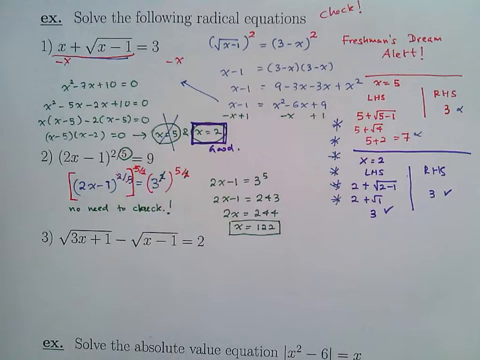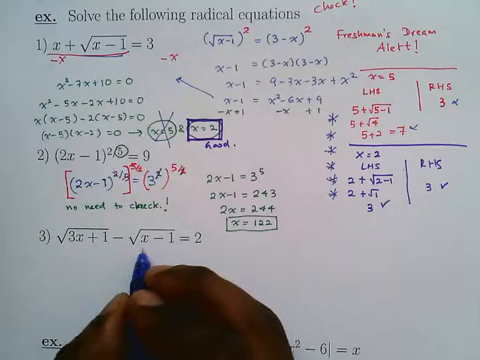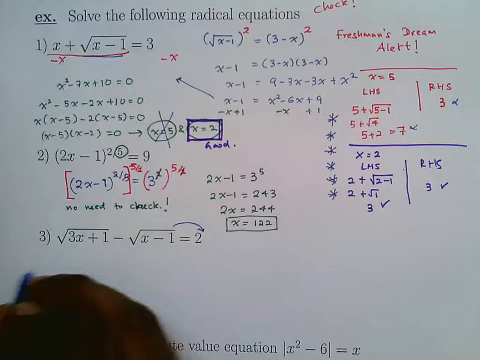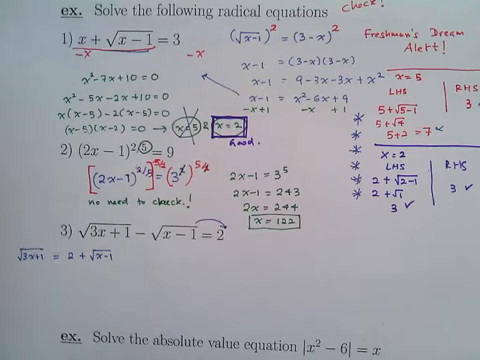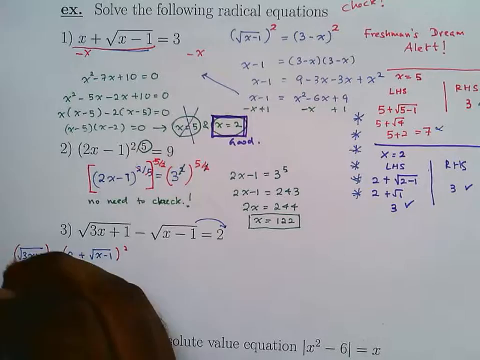It's a little more complicated example than what we did in class, but you can still see the same method works. First, try to bring one of the radicals to the other side. So you have only one radical on the left hand side. So you get radical of 3x plus 1 is equal to 2 plus radical of x minus 1. Now you need to square both sides. Remember, again, freshman's dream alert.